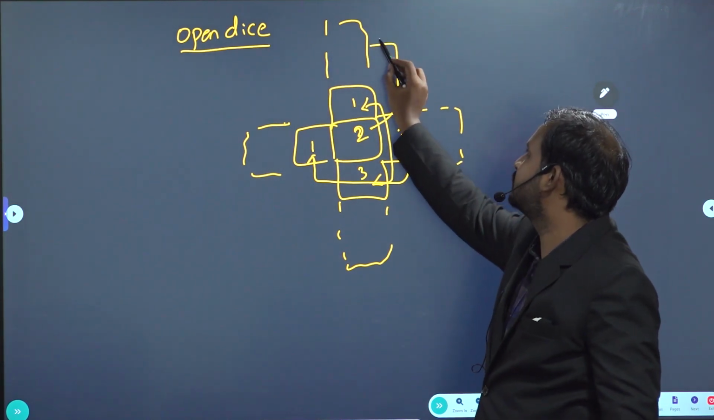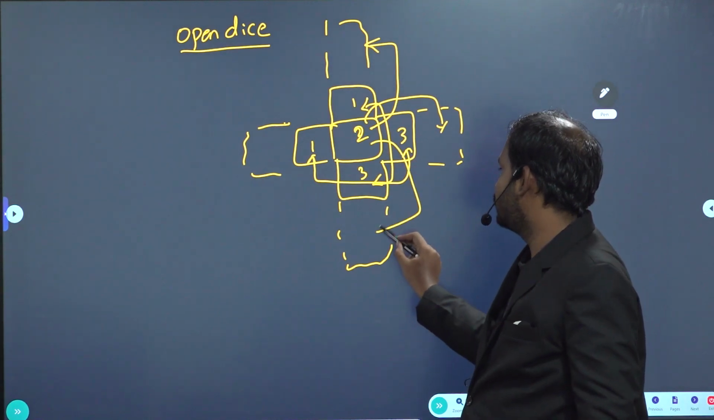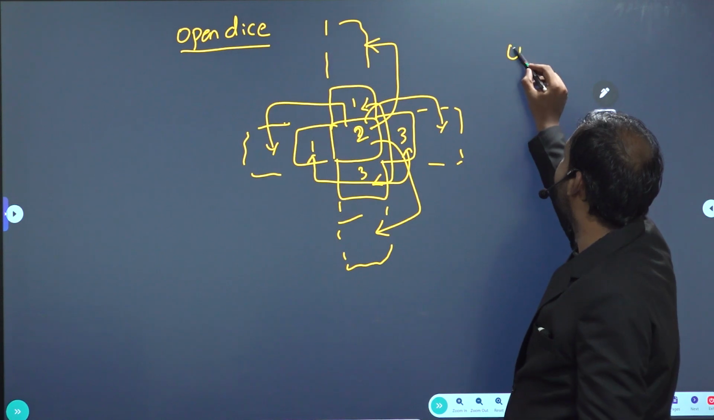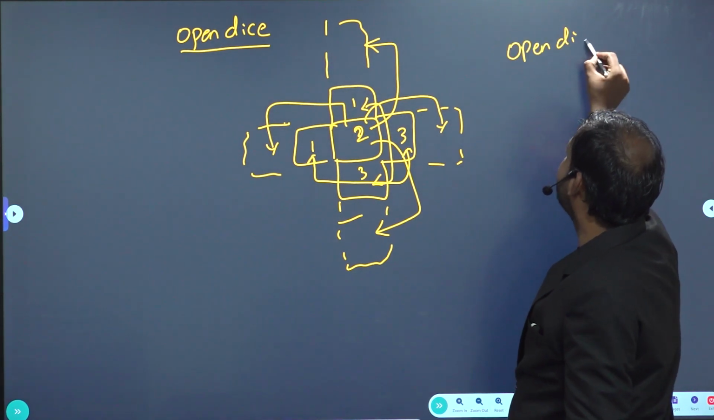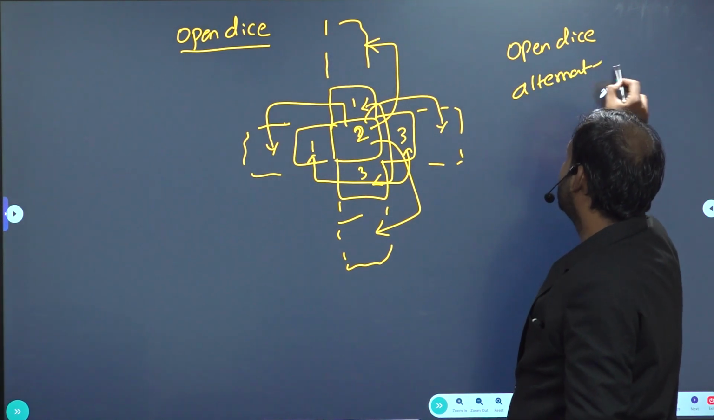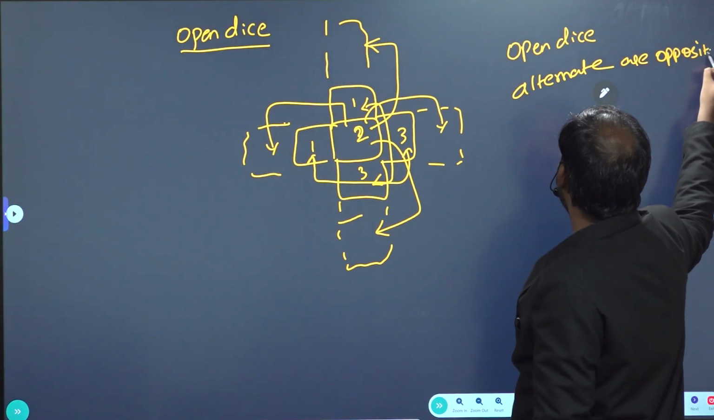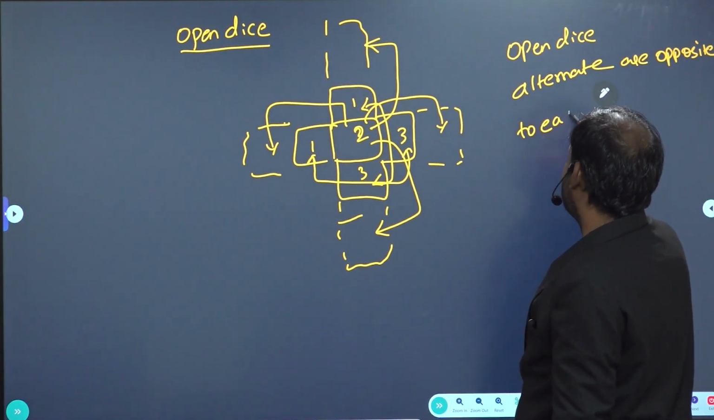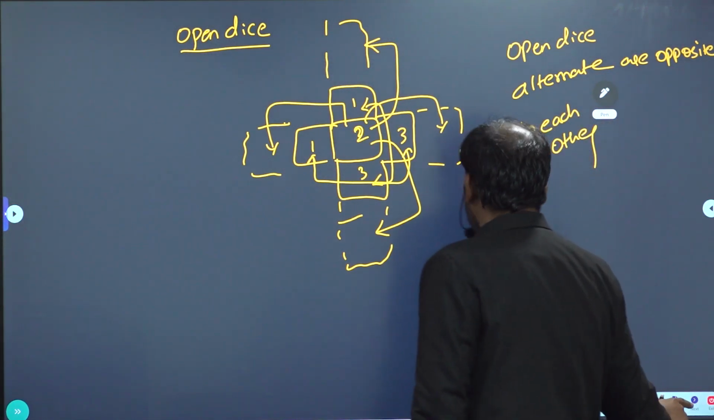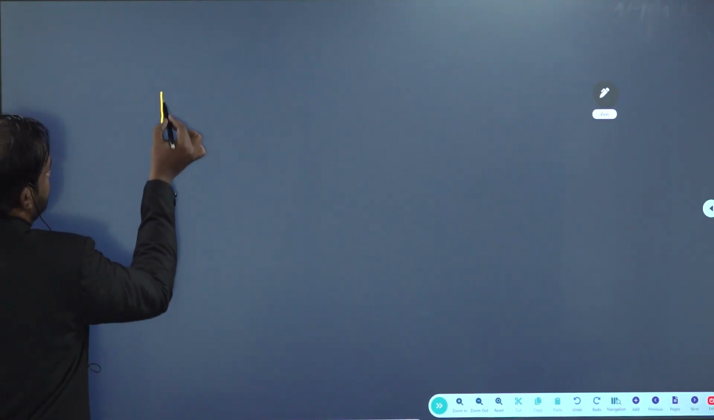This 2 can be attached to this one, this one, this one, or this one. So simple: in case of open dice, whatever may be the shape, alternate will be opposite to each other. Alternate are opposite to each other. This is the logic which we follow in case of open dice. So we will see some of the shapes of this open dice, students. Okay, now we will see some of the shapes.